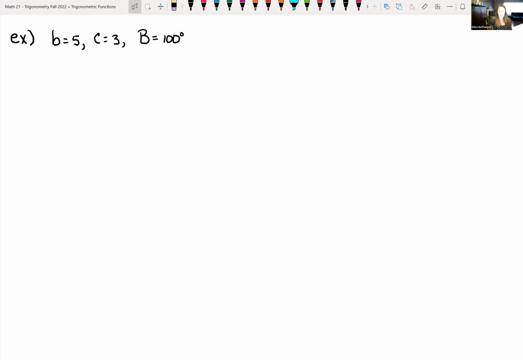Okay, so we have the next example in front of us. We had side B is 5, side C is 3, and angle B is 100 degrees. I just want to read the directions because I think sometimes students get a problem and they're not familiar with the directions, and getting familiar with the directions and the wording is going to help you when you get to an exam or trying to solve a problem.